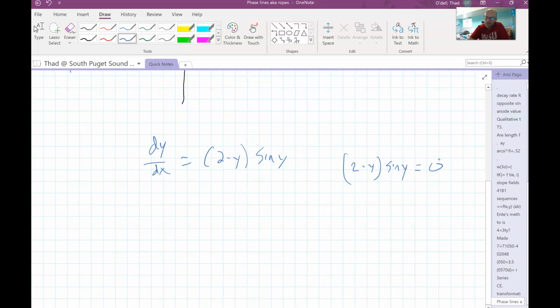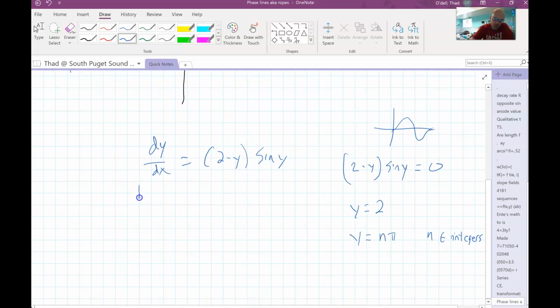Okay, so we know that when y equals 2, that's one point, but we also know that sine hits 0 a bunch of times. In fact, if we think about the sine curve, every pi it hits there. So we have an equilibrium point at every n pi, where n is an element of the integers.